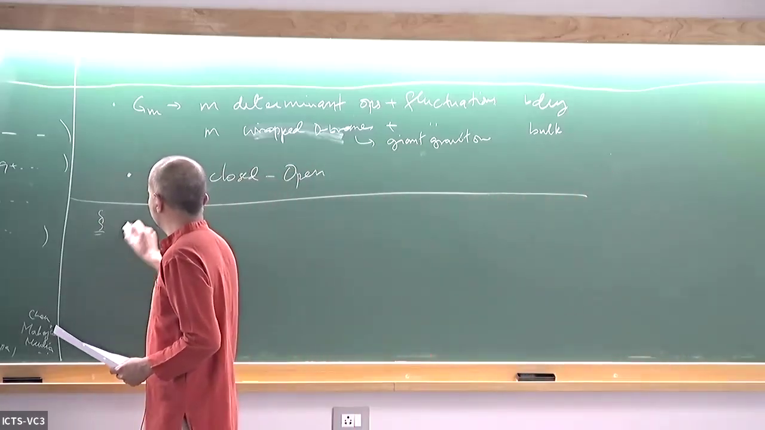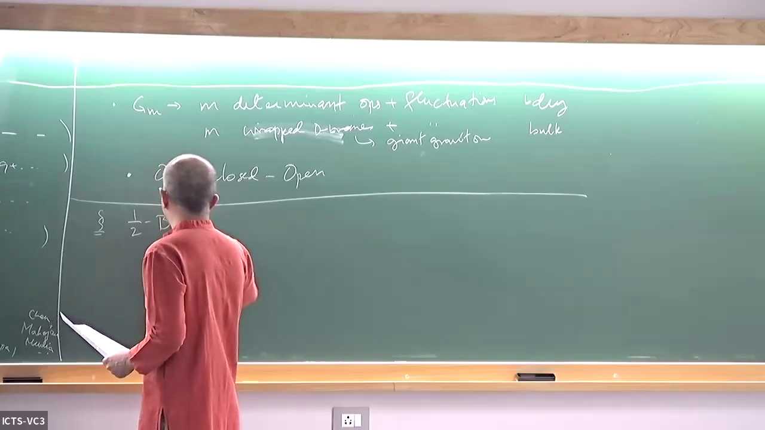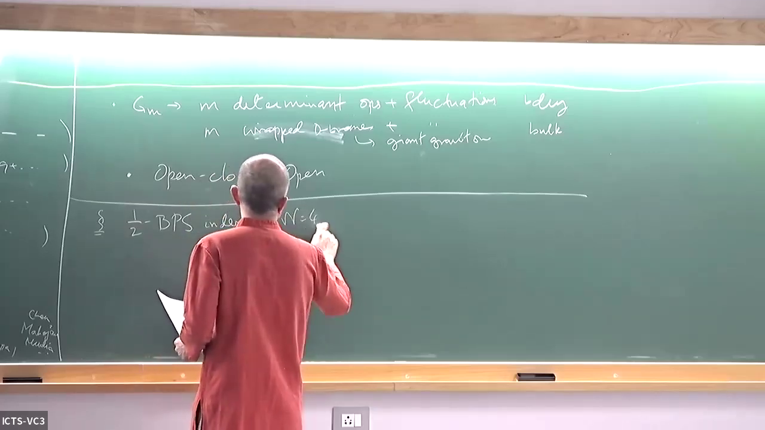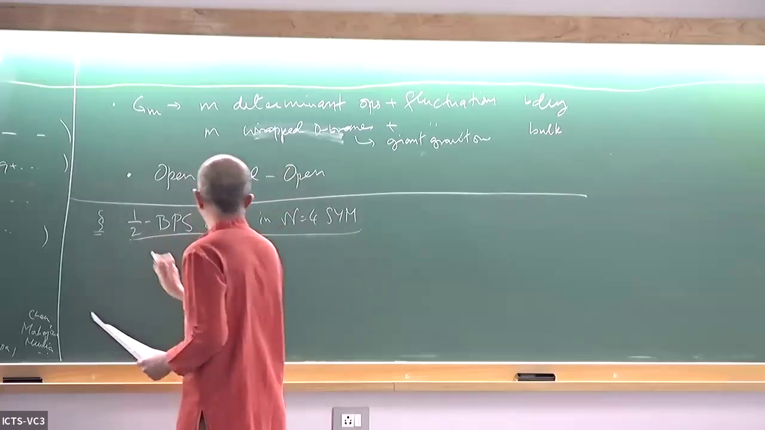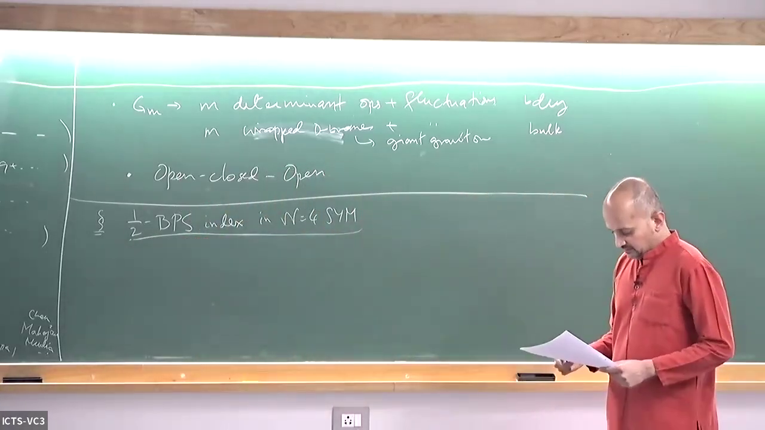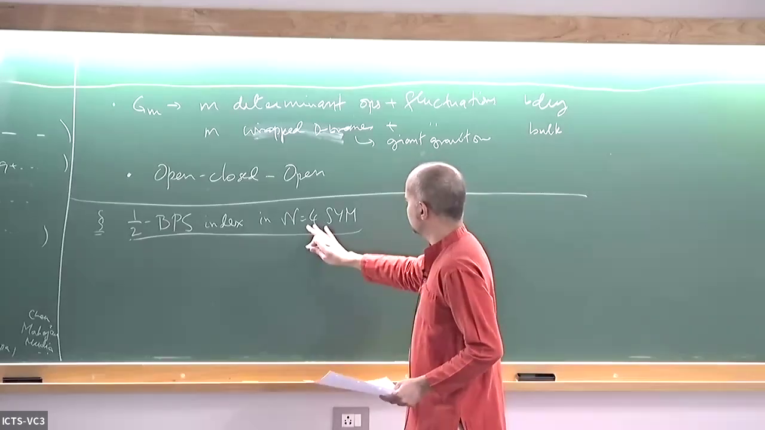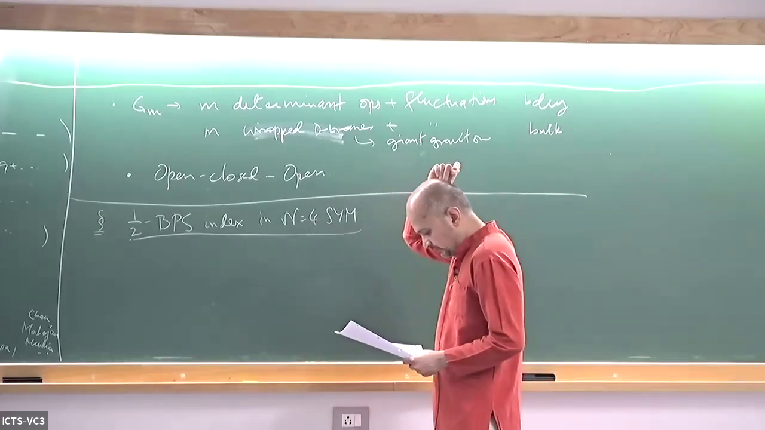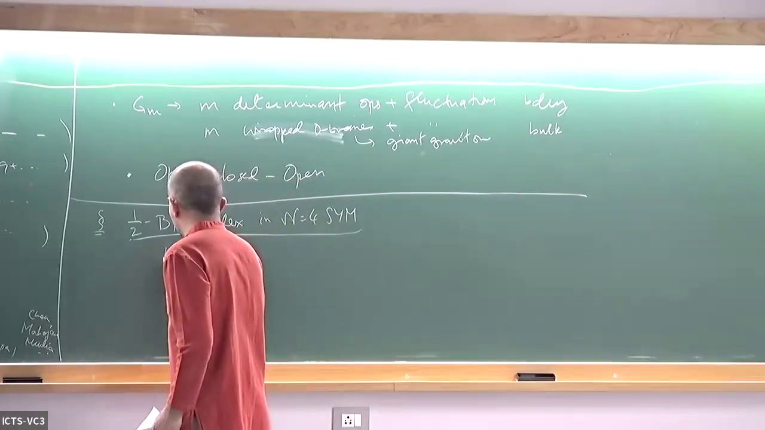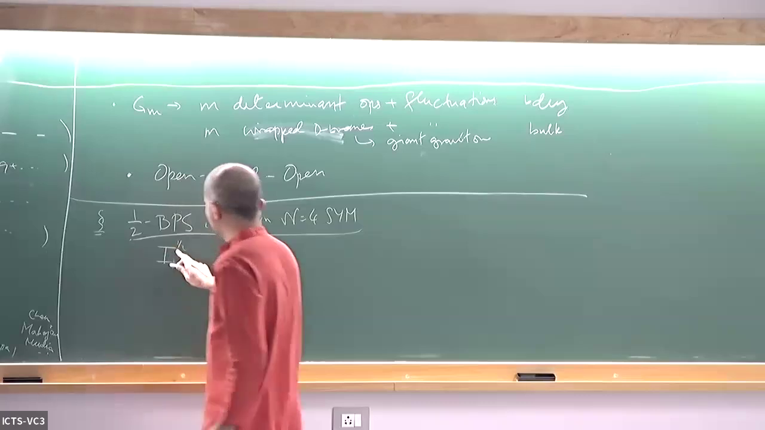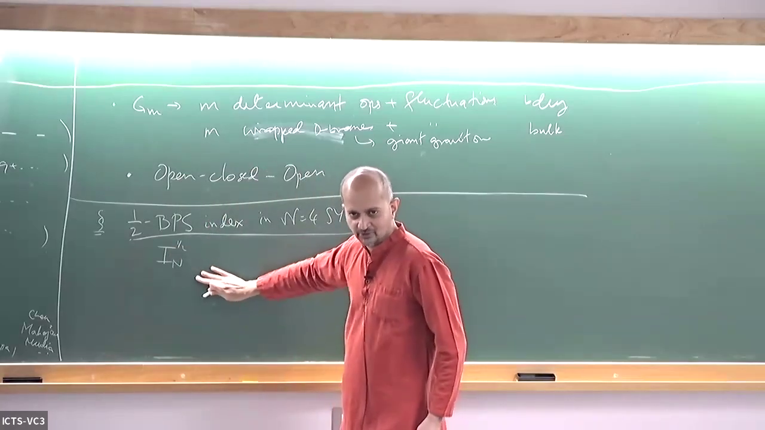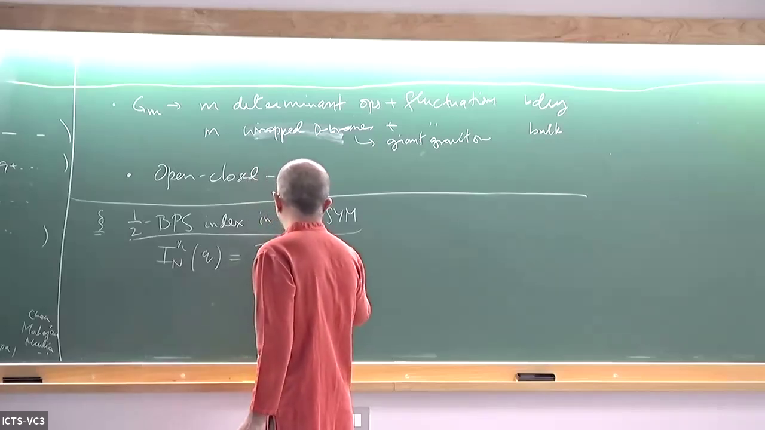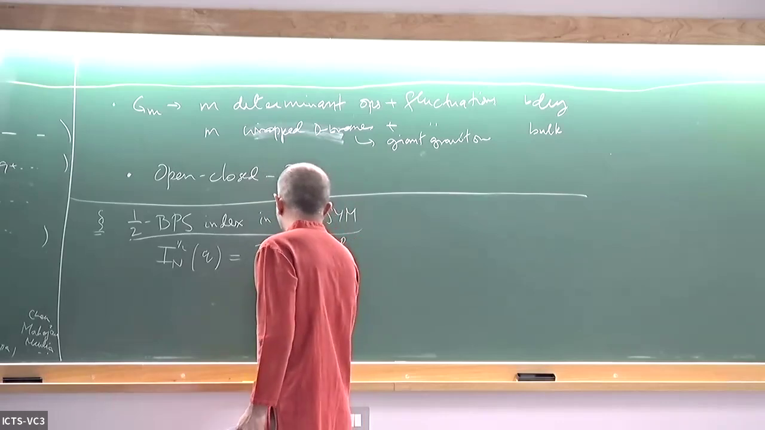Now I'm going to move to something particular. I'm going to take the half BPS index in N equal to 4 super Yang-Mills. This is work with Giorgos Eleftheriou, my student, and Marti Rosalio. First, let me remind you of what the index is. I'm going to put a half, but soon I'm going to remove it because this is the only thing I'm going to discuss. This is defined as such.